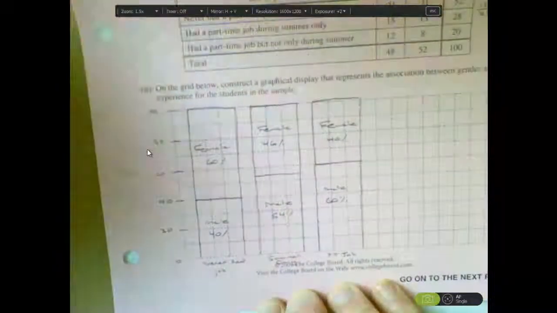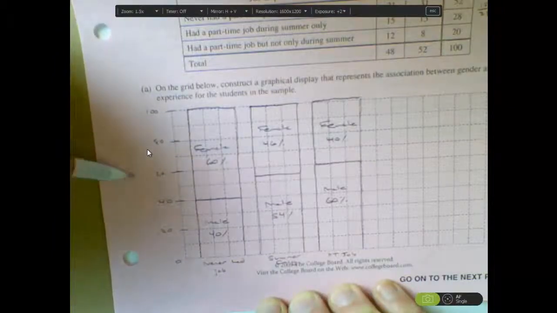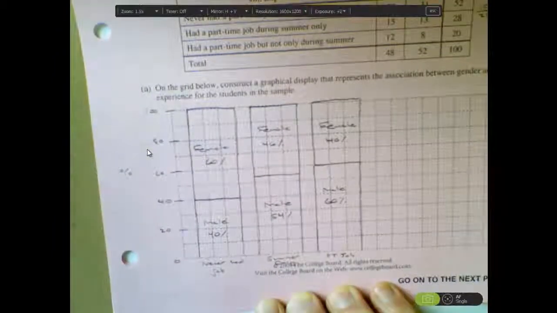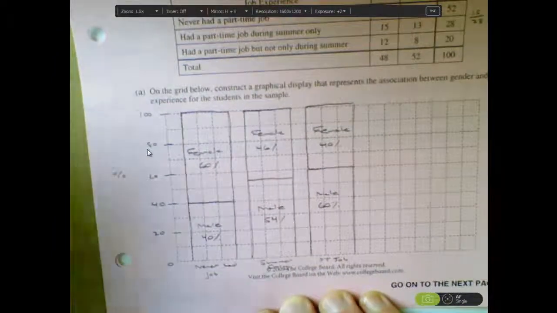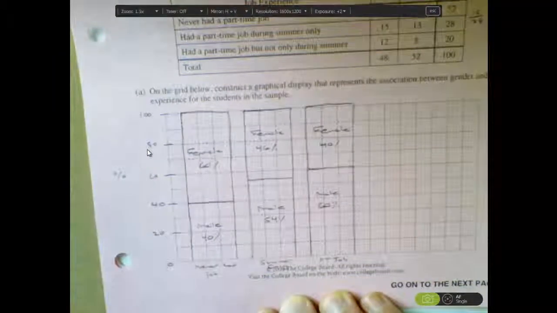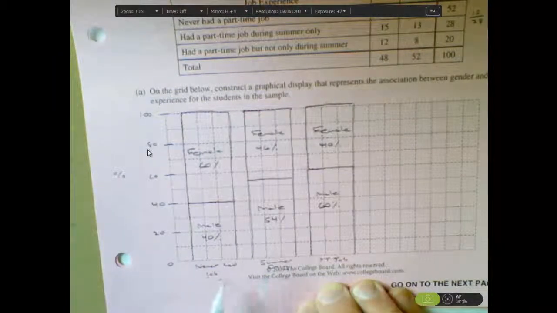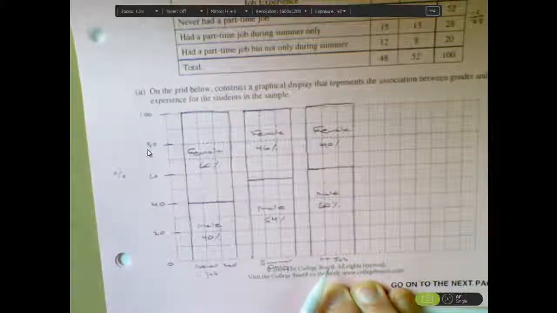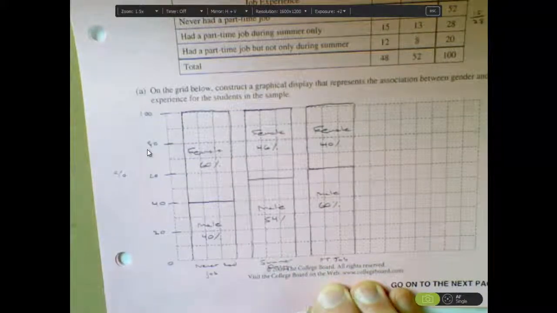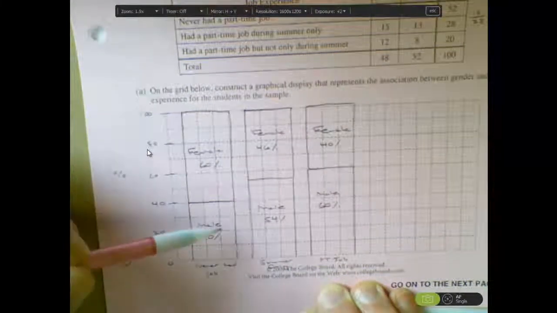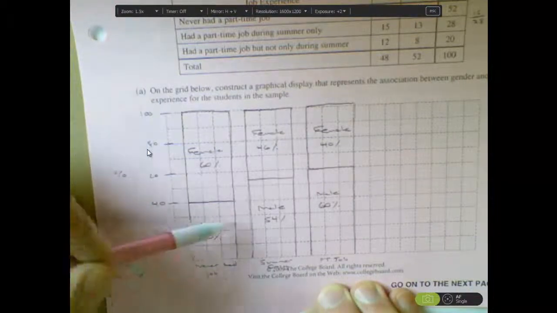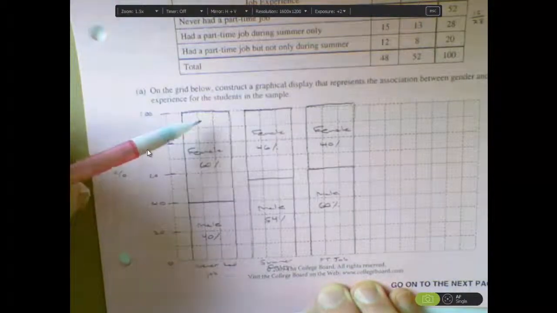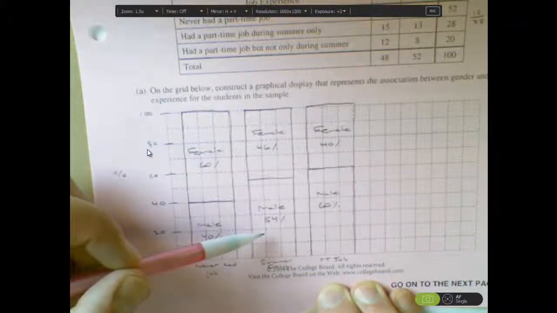So when you're doing your graph here, you need to make sure you label both axes. On the vertical axis, I have percent. Because I did a segmented bar graph, it needs to sum up to 100%, which you see here. And then I have my three categories, the way I set mine up: never had a job, summer only, and they had a part-time job the whole year. And then I'm just taking my percentages. The 21 out of 52 for the male is 40%, plus 60% gets me up to 100. Same thing for summer only, and same thing for part-time.